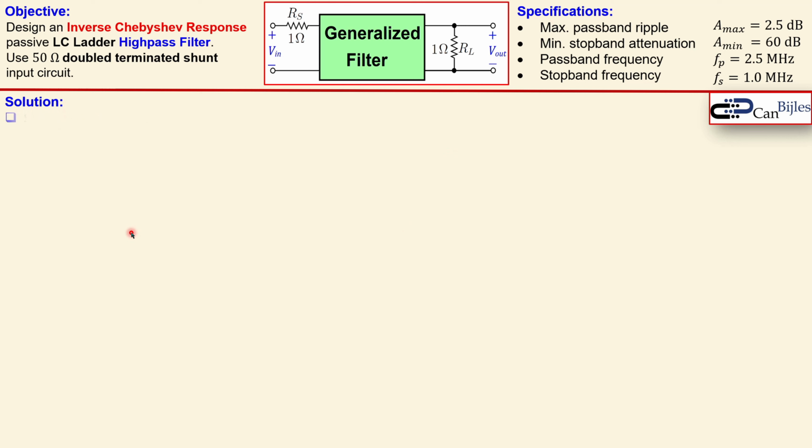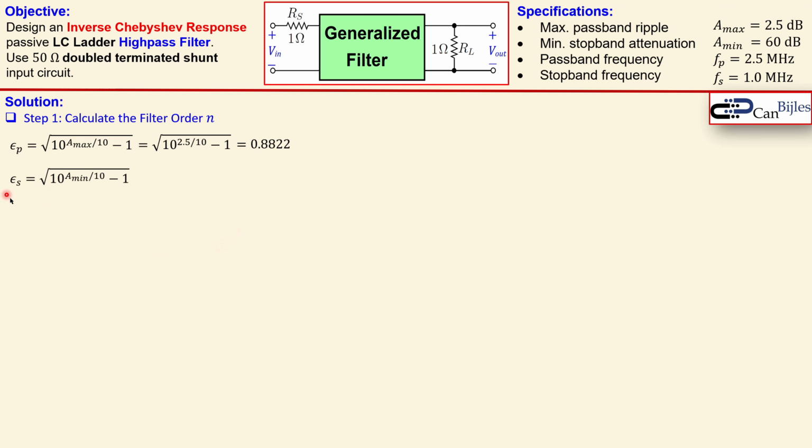In the solution, the first step is the calculation of the filter order N for this high-pass filter. We go with the specifications from the A max and A min first, looking at the epsilon. Epsilon P is related to A max, which is 2.5 dB, and when you calculate this, you get approximately 0.8822. Epsilon S is related to A min, which is 60 in this case, so you just substitute the values, and you get almost 1000, 999.99, so very close to 1000.